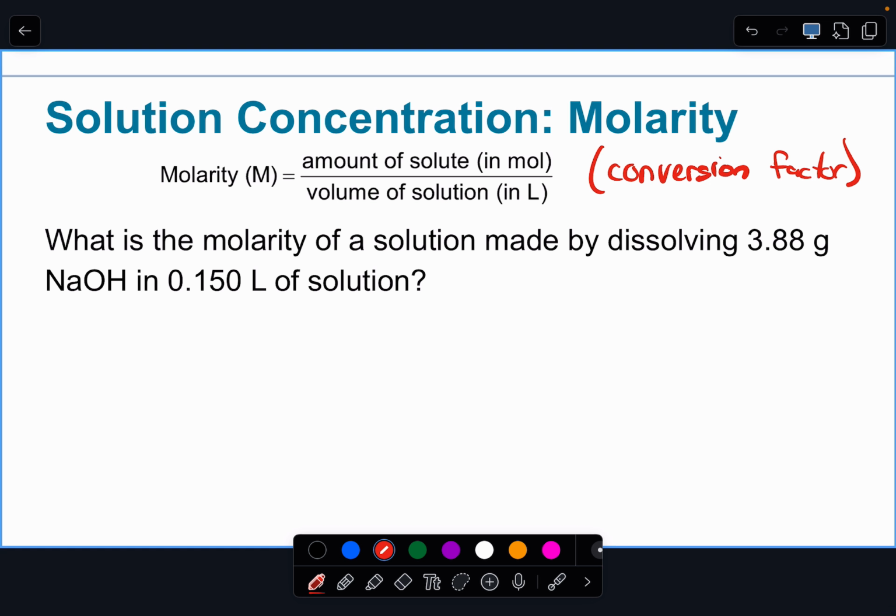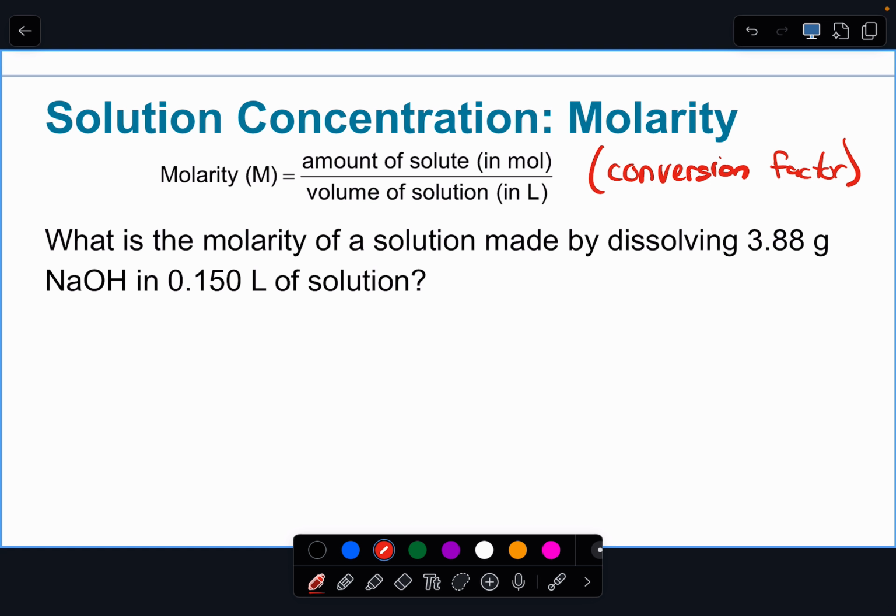Okay, so we're going to start with this example where we dissolve 3.88 grams of sodium hydroxide. So sodium hydroxide is a base. Drano is a very common example of sodium hydroxide. It can come in a solid. It also can come in a liquid that's very concentrated. But we're saying we're going to measure it out as a solid, 3.88 grams, and we're going to put it in a container and make the whole volume 0.150 liters. Okay? So I want to know, what is the concentration, like how many moles per liter do I have?